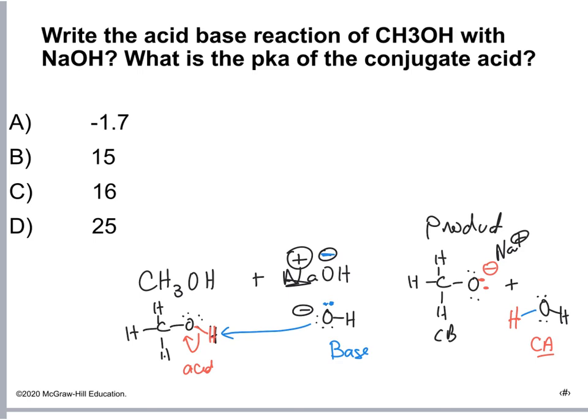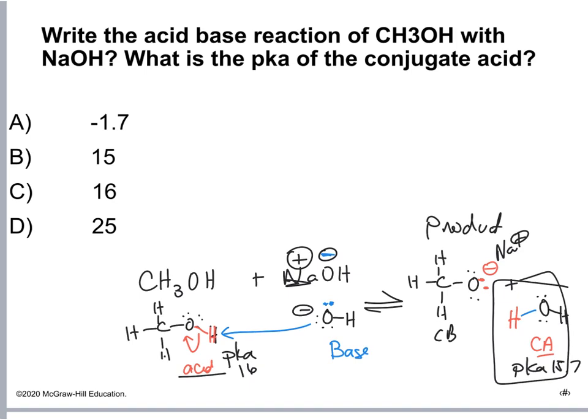Now we want to assign pKa values. Well, you look at your chart. This is pKa of 16. Water's about a pKa of 15.7. So your equilibrium values are going to be like that. Now what is the pKa of the conjugate acid? So 15.7. In this case, I would accept 15 or 16.